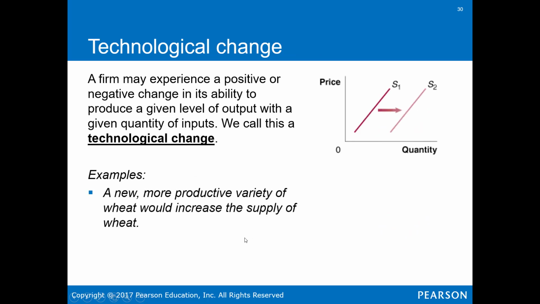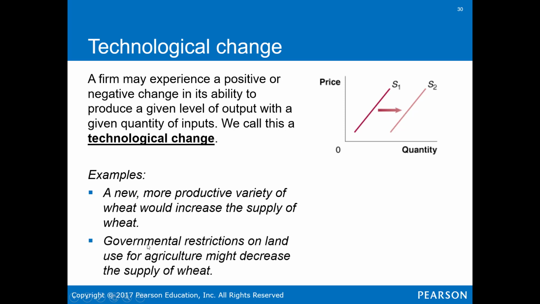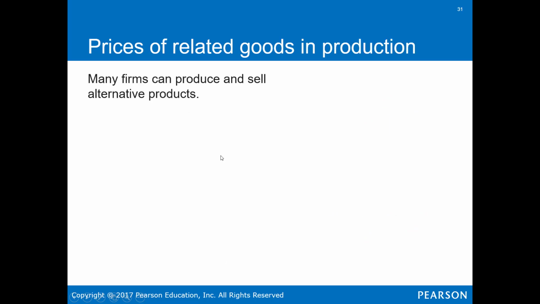A firm may experience a positive or negative change to its ability to produce at a given level of output with a given quantity of inputs. We call this a technology change. A new, more productive variety of wheat would increase the supply of wheat. Government restrictions on land use for agriculture might decrease the supply. So this is an increase in supply. This is a decrease in supply.